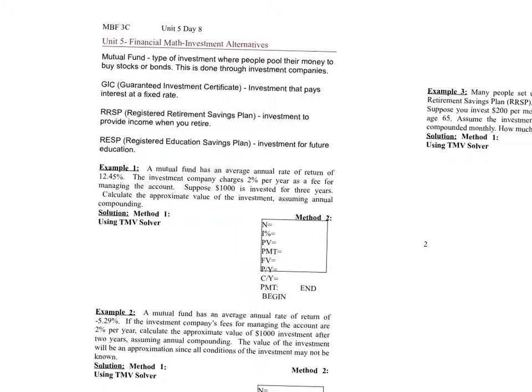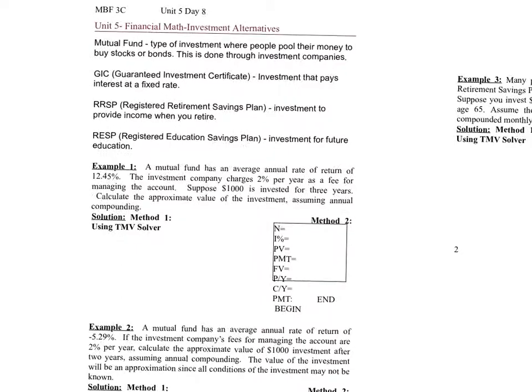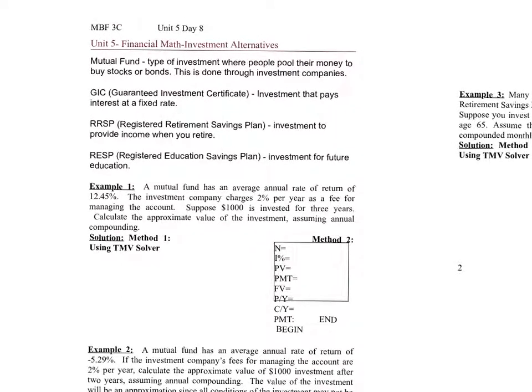Hey class, so this lesson is just about looking at investment alternatives. Some of you might start thinking about this stuff just because you want to save for school or a car, or things like that. When you get out of post-secondary school too and you want to buy houses or save for families, you'll start to think about this stuff a little bit more.